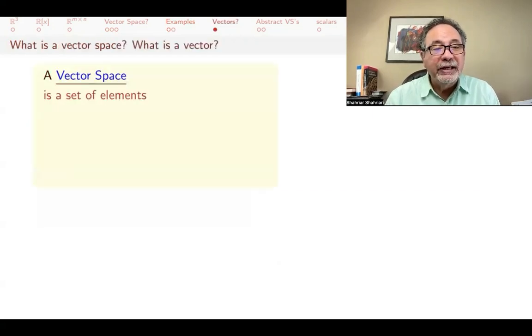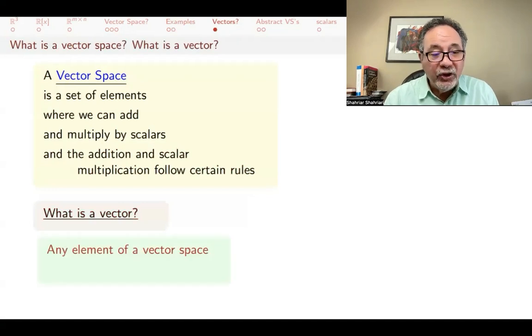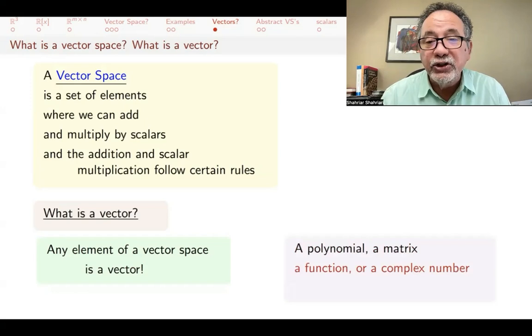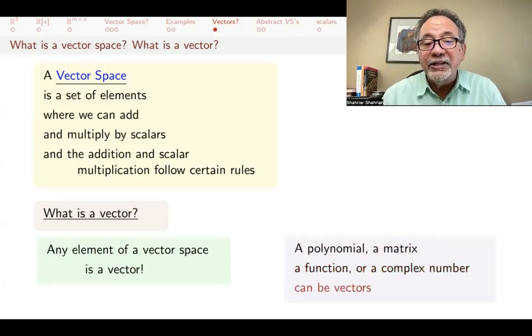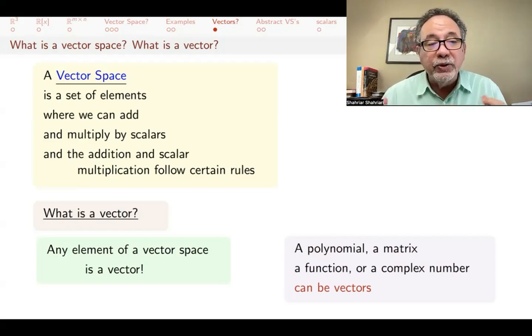So a vector space is a set of elements where we can add and multiply by scalars, and the addition and scalar multiplication follow certain rules. Now, what's a vector? It's any element of a vector space. That could be a polynomial, a matrix, a function, or complex numbers, or a number of other things. Anything that's an element of a vector space is a vector. You have to tell from the context what that is. Sometimes, again, the operations are not so obvious. In fact, I will have a video on a weird vector space where the operations are quite unusual, and you will have to check the properties quite carefully.